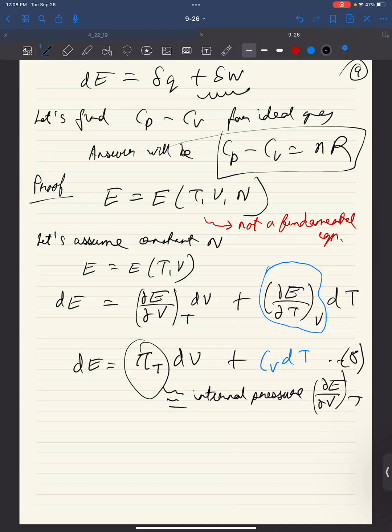What I'm going to show now is that for an ideal gas, pi T is equal to 0. How do I show that? Any ideas? That is, partial E by partial V at constant T is equal to 0 for an ideal gas.